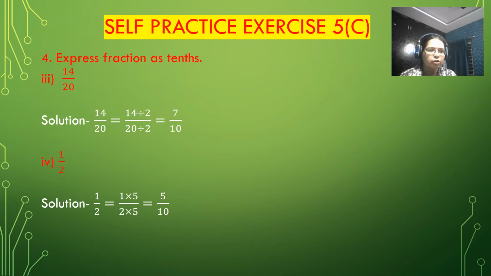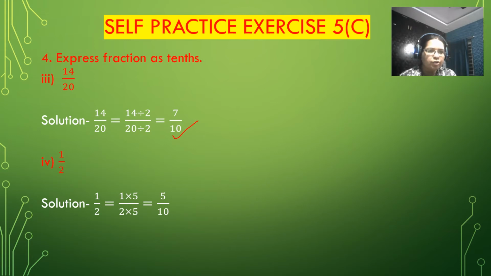Now we solve third bit, 14 divided by 20 to decimal number, that is tenths. So we know 20 divided by 2 is 10, that is equal to the decimal number with denominator 10.